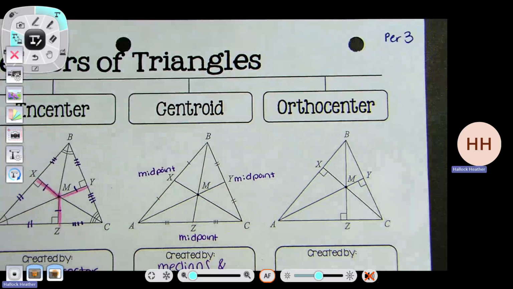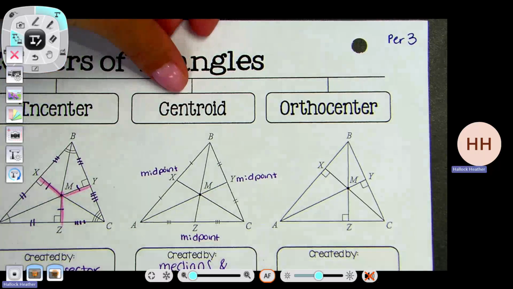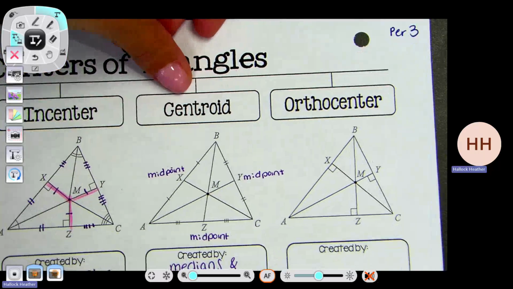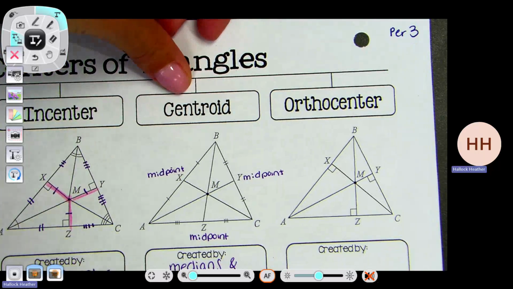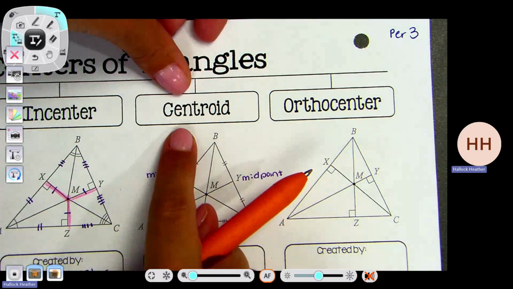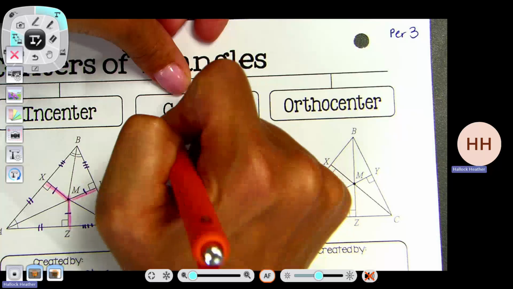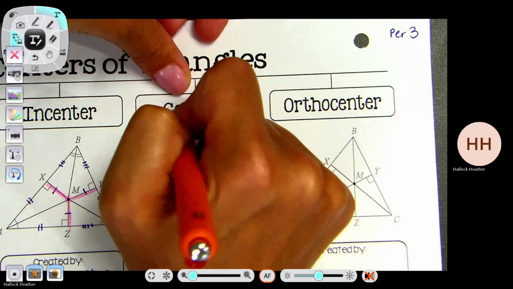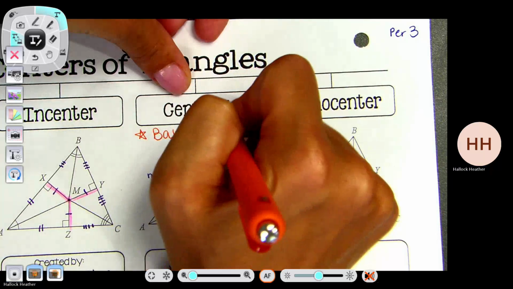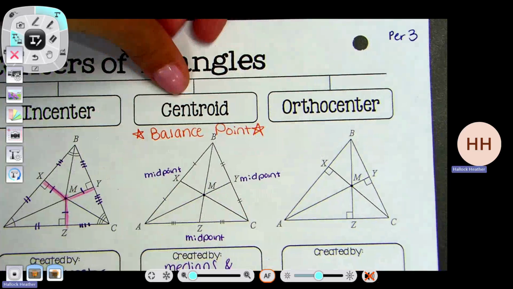So we are going to add something to the centroid. The centroid, what we just talked about, is probably the most important out of all of the centers. Orthocenter is definitely the least important. So the centroid, underneath where it says centroid, I want you to add a little star. And this is your balance point.